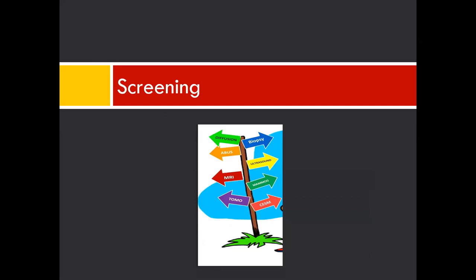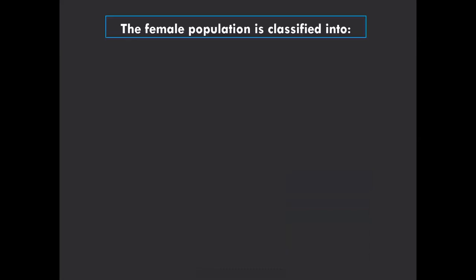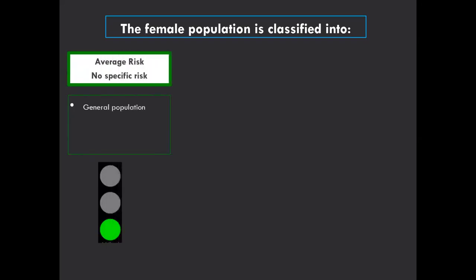The first scenario that we will discuss is screening. And I usually tell them that in screening, we follow the traffic lights, where the female population is classified into average risk individuals with no specific risk for developing breast cancer. And this group usually includes most of the female population.